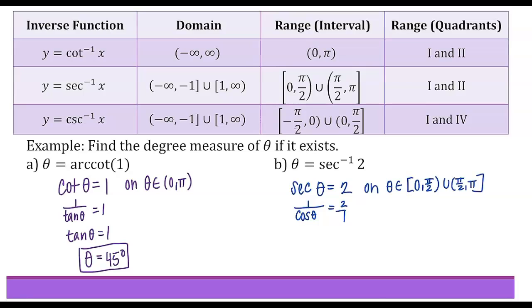Cross multiplying, or taking the reciprocal of each side, let's solve instead cosine theta equals 1/2. So here, if I think about quadrant 1 or 2, 0 to pi over 2 is quadrant 1, pi over 2 to pi is quadrant 2, so we're forced to look at quadrant 1. What angle do I plug in cosine to get out 1/2? Well, that's pi over 3. Again, we want degree measure, so pi over 3 in degrees would mean theta is equal to 60 degrees.